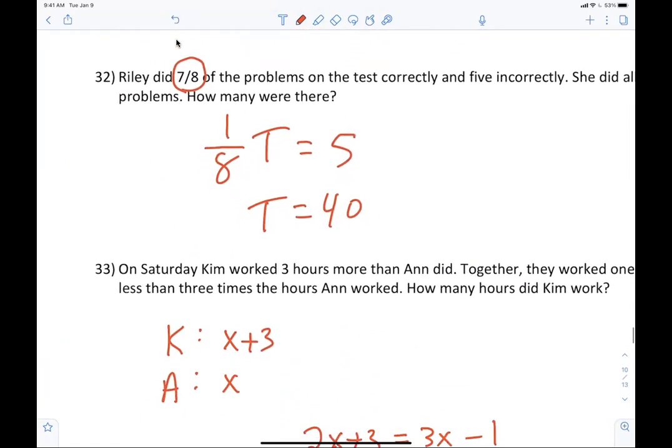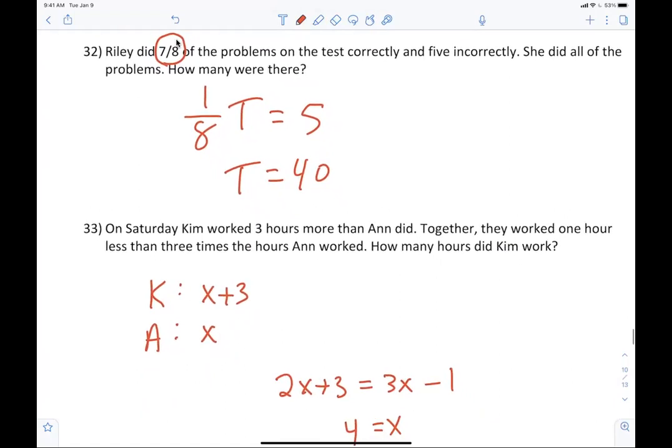Okay, yeah, this one's a really nice problem. Another one that's unique, which required a little bit of thought on your part. I got 7/8 of the test correct. Then what fraction of the test did I get wrong? 1/8 of the test I got incorrect.